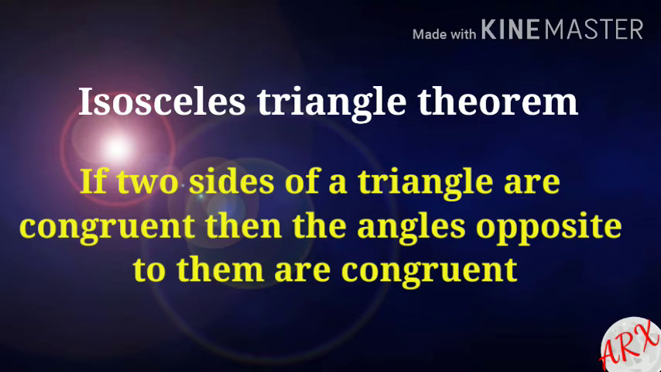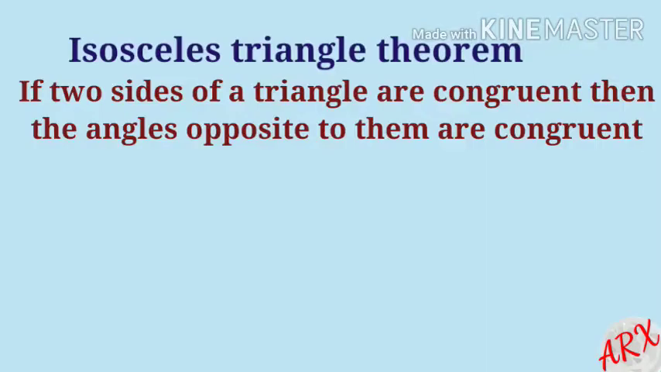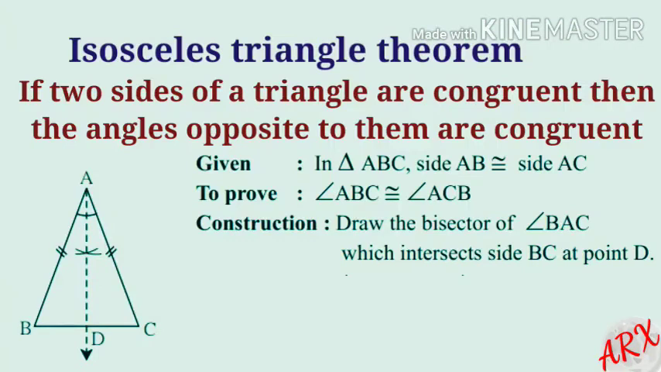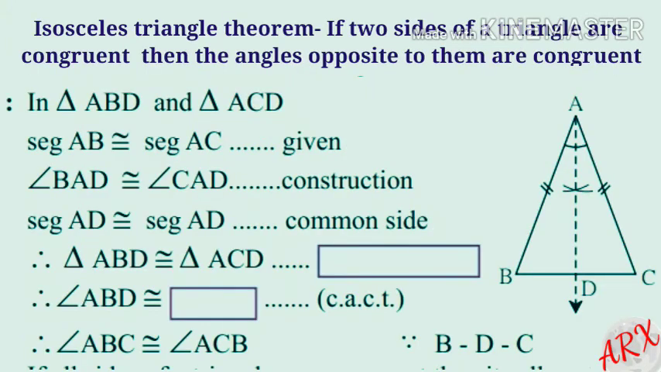It states that if two sides of a triangle are congruent, then the angles opposite to them are congruent. According to the statement, we will draw the diagram of triangle ABC in which side AB is congruent to side AC, and we have to prove angle ABC congruent to angle ACB. For this we will take a construction. Draw the bisector of angle BAC which intersects side BC at point D.